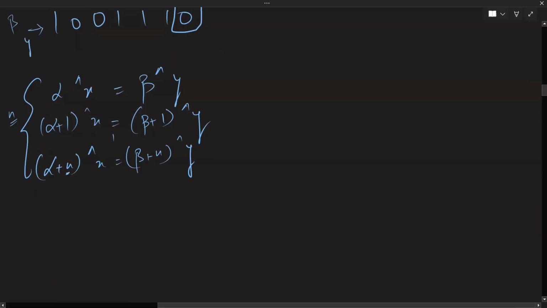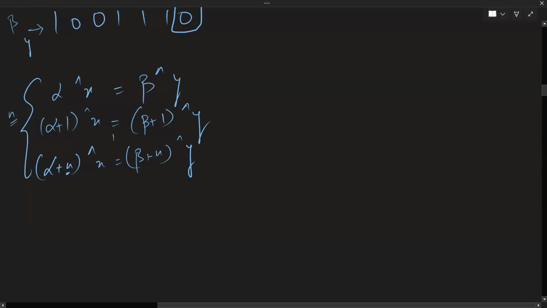Like my alpha XOR X is equal to beta XOR Y. Alpha in the earlier example was 10, and this was 14, and this was 10. So I have to find the maximum n for which this thing is equal. Like alpha plus 1 XOR X is equal to beta plus 1 XOR Y, this way, right?